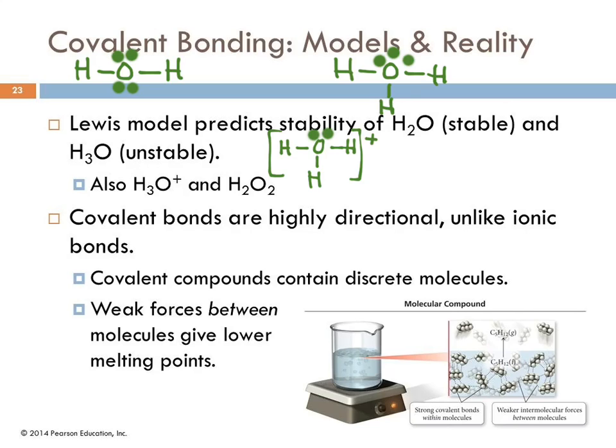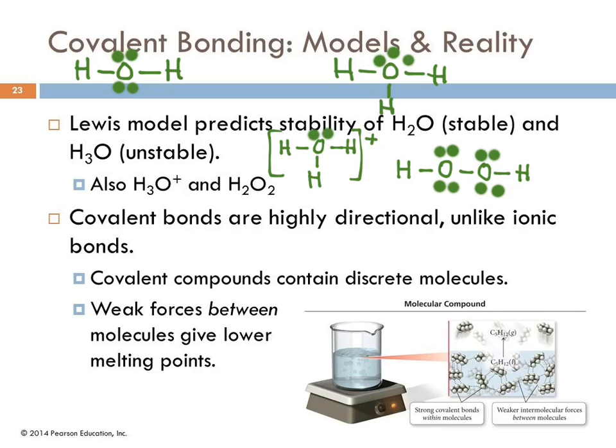Then there's H2O2. See if we can draw a decent structure for that. So there's hydrogen peroxide. Does that fulfill the octet rule? We look at oxygen. Does this oxygen have 8 electrons around it? Remember that a line is 2 electrons. Yes. And does this oxygen have 8? Yes. And does each hydrogen have 2? Yes, so we're good. So our Lewis model predicts the stability of these molecules and ions.